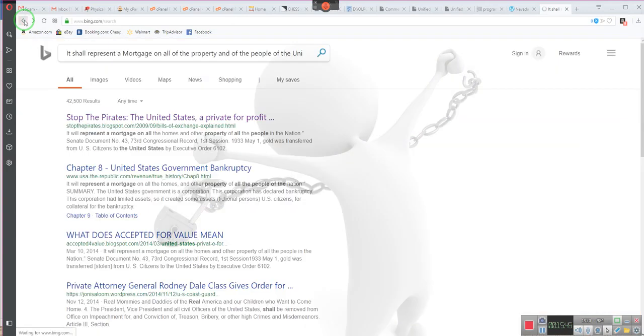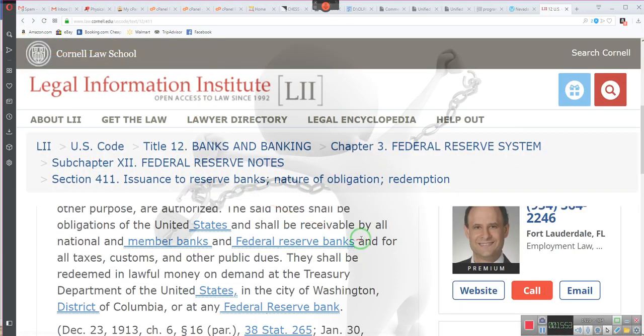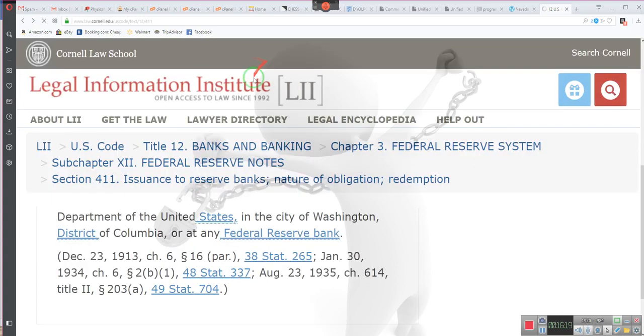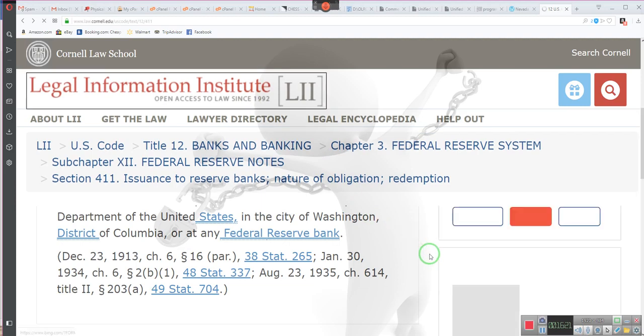As a matter of fact, we can go to chapter 8. How did you find that? We simply put, it shall represent a mortgage on all the property of all the people of the United States of America. That's how I found it. Now, pay attention, people. I need you all to pay attention to what's going on. The said notes shall be obligations of the United States and shall be receivable at all. Hold on. I didn't do that. It did that on its own. Go back. I told y'all we can go to chapter 8, but in other words, it should represent a mortgage on all the property of the people of the United States. That's what got me that page.